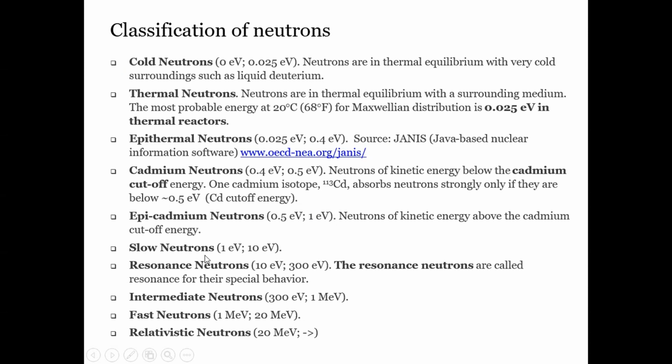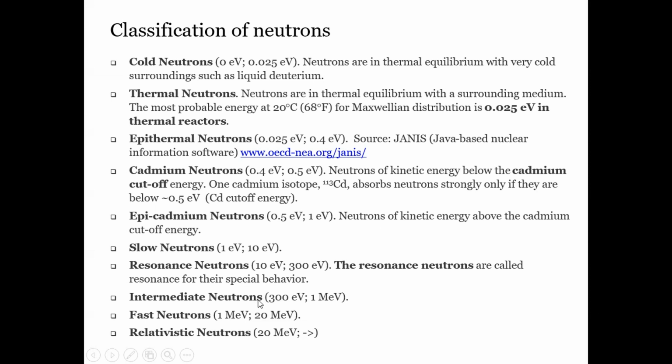The slow neutrons are those neutrons that have not yet slowed down to thermal neutrons, but are slowing down. So of the order of 10 electron volts to 1 electron volt is the range of the slow neutrons. Resonance neutrons are those neutrons occurring from 10 electron volts to about 1,000 electron volts. They are resonance neutrons due to the special behavior of the cross-section, and we will talk about the resonances in coming slides.